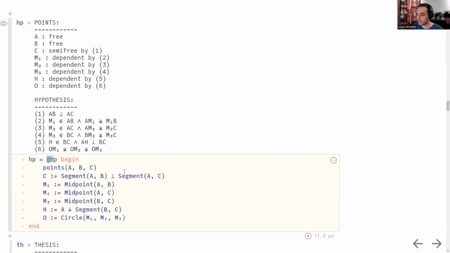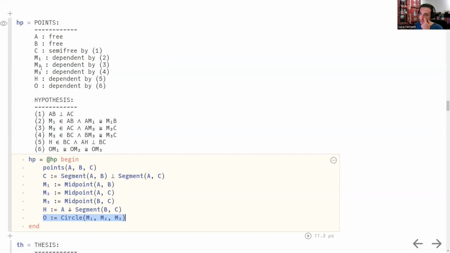and these statements are parsed and converted to a hypothesis object. The main philosophy of the package is that points are introduced by constraints. So when I write C := segment AB perpendicular segment AC, it means that I'm assigning a constraint to the point C. I'm constraining the point C by this constraint. Similarly, M1 is constrained to be the midpoint of A and B. And for example, H is constrained to be the projection of A to the segment BC, and O is constrained to be the center of the circle through M1, M2, and M3.